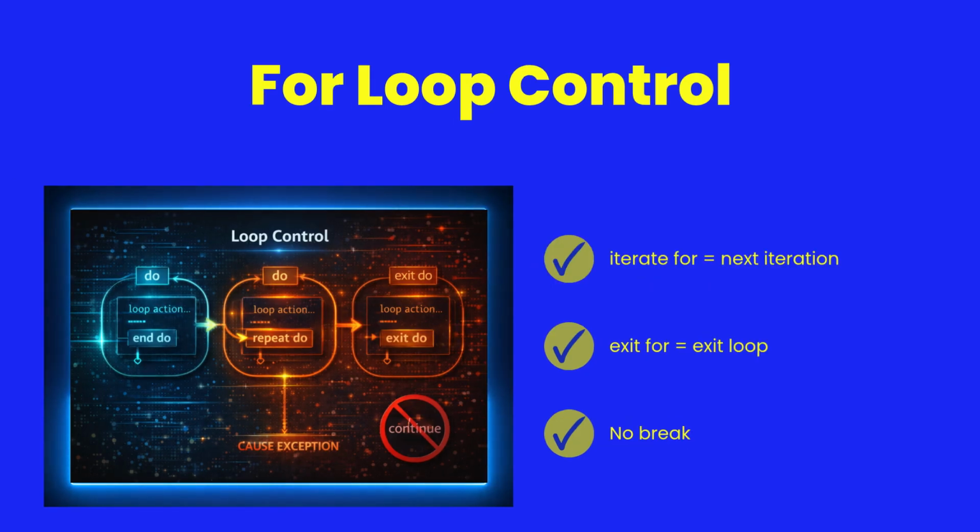For loops use their own control keywords. Iterate for skips to the next iteration. Exit for exits the loop entirely. The keyword break does not exist in Sheerpower.